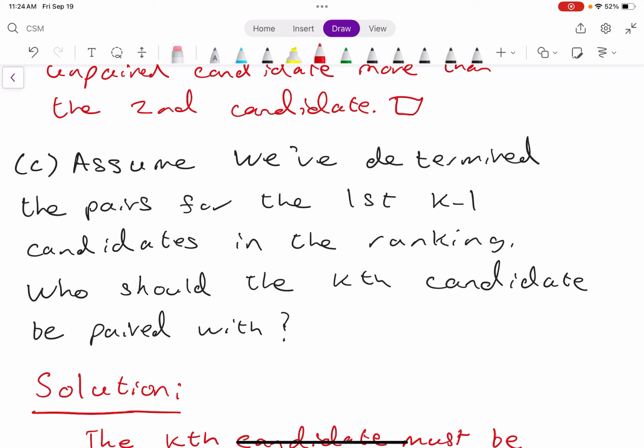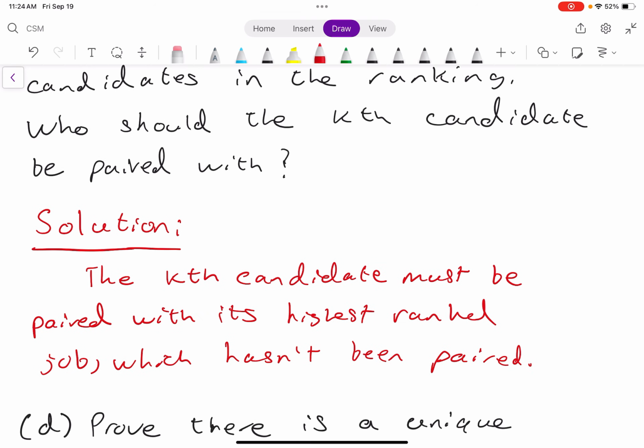Part C asks us to assume that we've determined the pairs for the first k-1 candidates in the ranking. We're asked to determine who the kth candidate should be paired with. We say that the kth candidate must be paired with its highest ranked job that hasn't been paired yet. And we can show this using a similar argument to parts A and B.